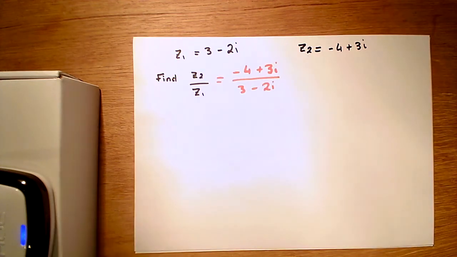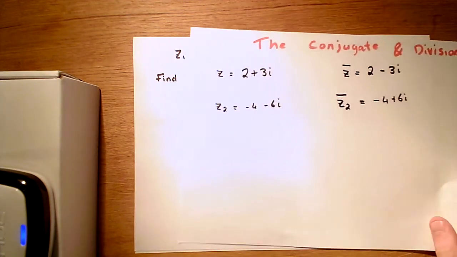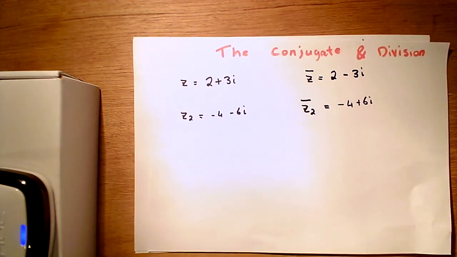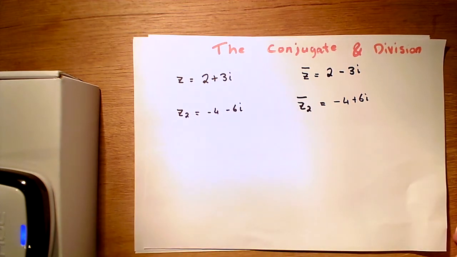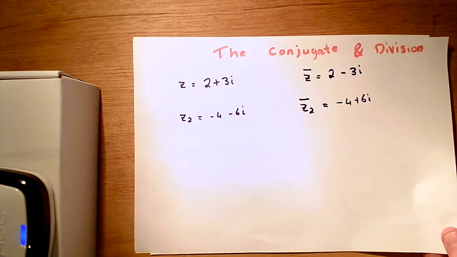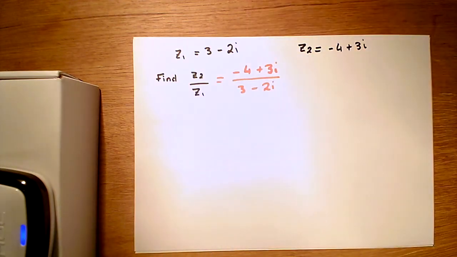Now we have an example here of a complex number being divided by another complex number. And this is where we will be referring back to the conjugate of the complex number. That's what's going to be instrumental to our success in solving this. If we just remind ourselves of what that looked like, if z is equal to 2 plus 3i, then its conjugate is 2 minus 3i. So we're changing the sign of the bi part, or the imaginary part.